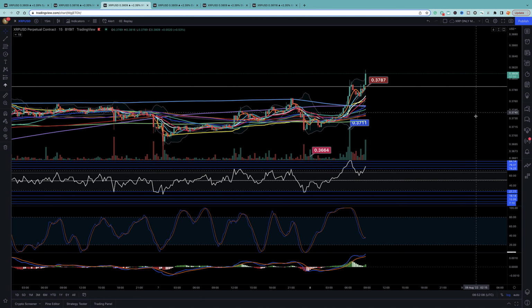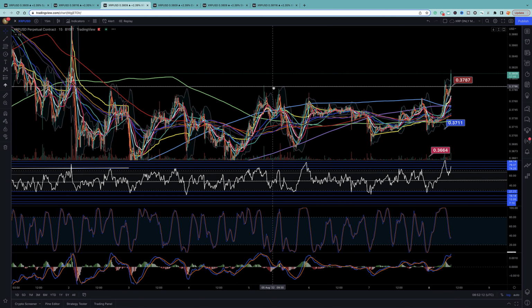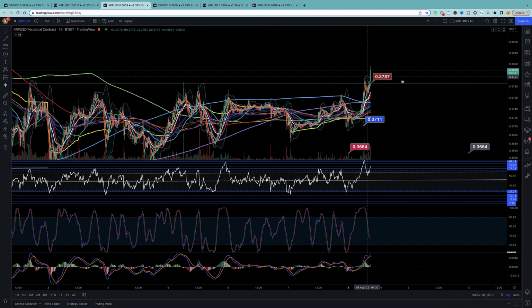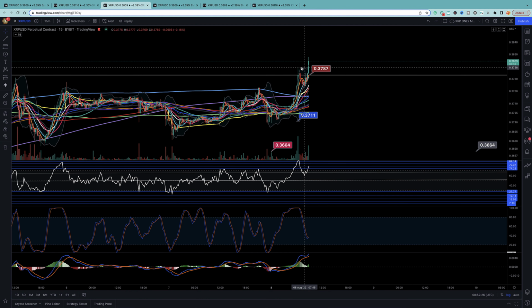Okay, so this 37.87 is the ceiling here at this sideways action. So it's basically broken it, but yet it hasn't proven that as support. This could be a 3, 4, 5, and then it comes back in for another correction. Yeah, it does look like that.